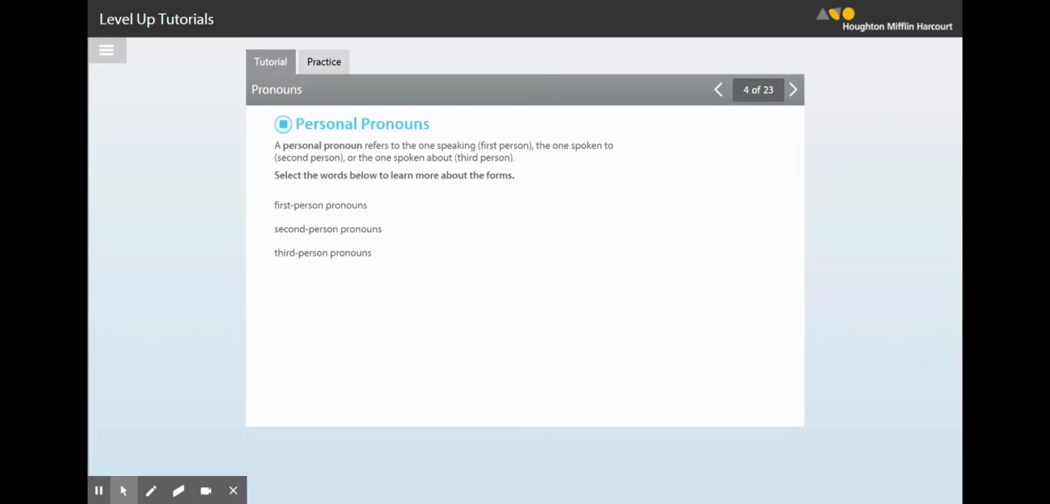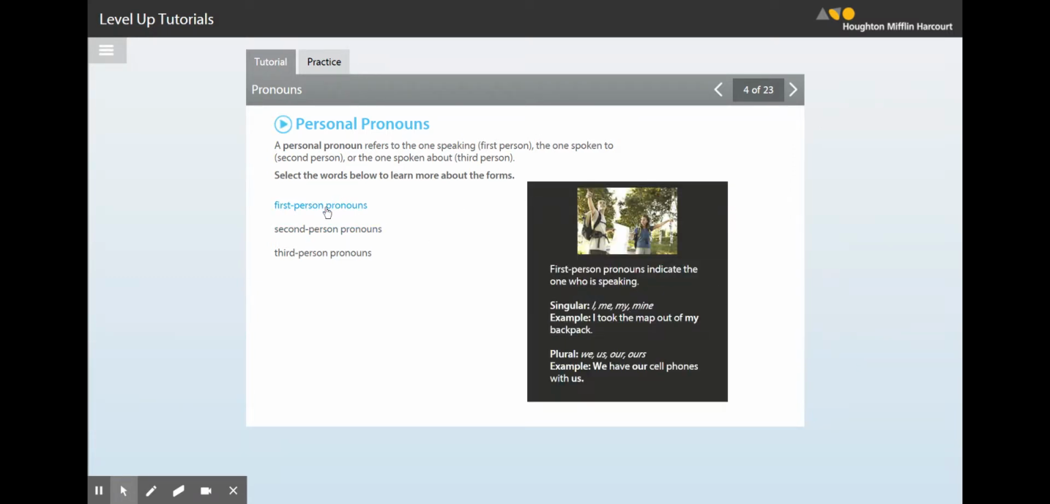Personal pronouns. A personal pronoun refers to the one speaking, first person, the one spoken to, second person, or the one spoken about, third person. So here are some examples of first person pronouns. Again, these indicate the one who is speaking. In the singular form, they would be I, me, my, or mine. An example of that: I took the map out of my backpack. A plural example would be we, us, our, or ours. And an example of that being used: we have our cell phones with us.